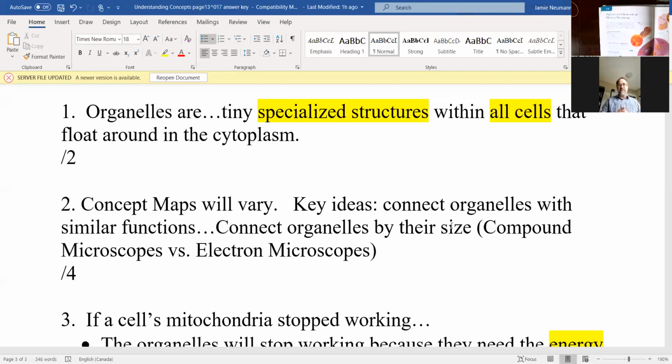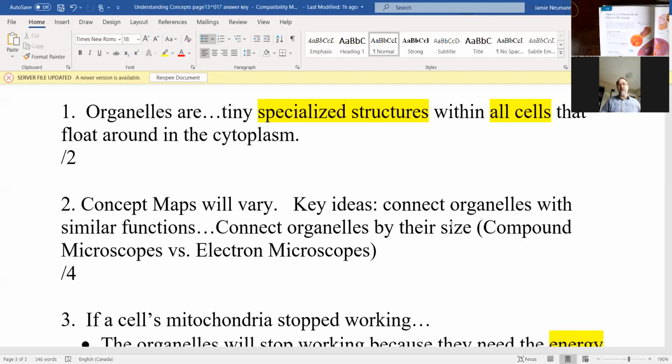The second thing you need for your answer is to group them in a way that makes sense. So maybe you group them according to size, which ones are visible with electron microscopes, which ones can be seen with a compound microscope. That would be acceptable. Another way to do it is according to function, which is probably the best way. So can you group them with organelles that have similar function?